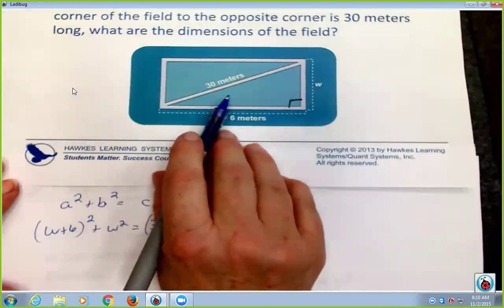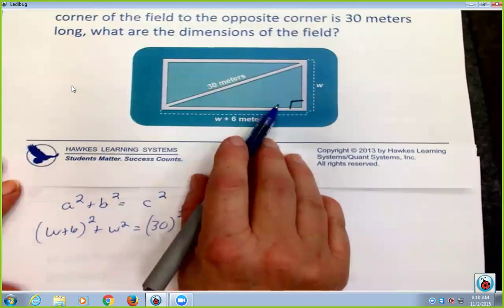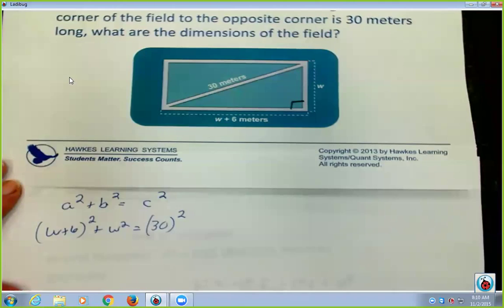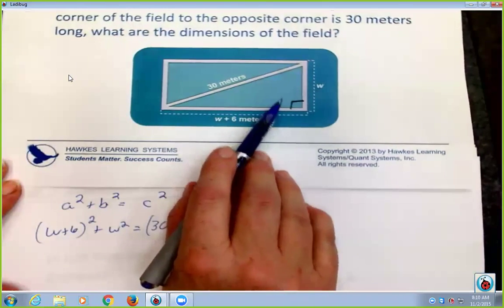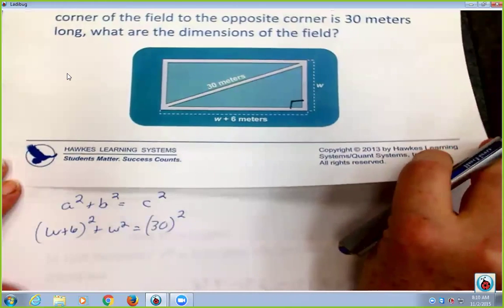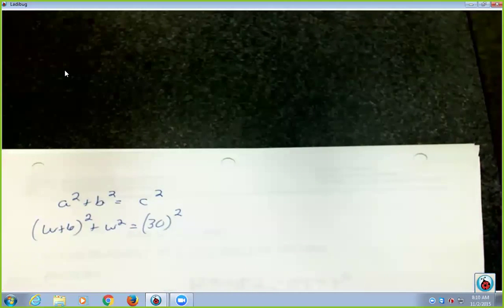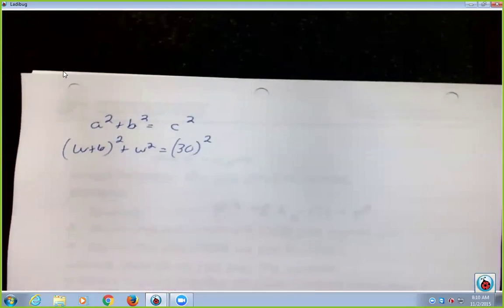So they had drawn the picture for us, but we'll have some in our story problems that we'll have to draw ourselves so that we can end up figuring out what we get for our answers with the Pythagorean Theorem. So now let's solve it. Let's see what we can do with this. If I solve it, I need to get this whole thing equal to 0, because if I get it set equal to 0, then I can plug it in that quadratic formula and figure out what my answer will be. So what is (w plus 6) squared?